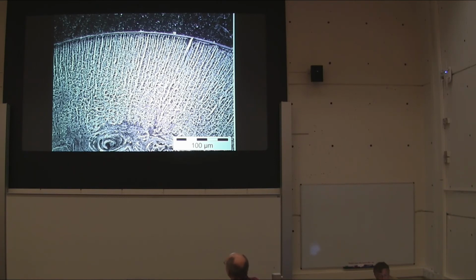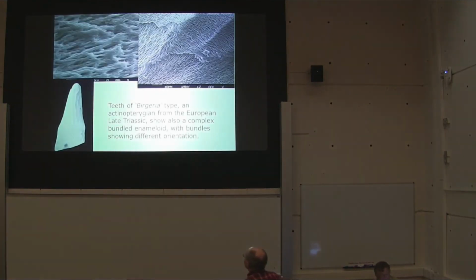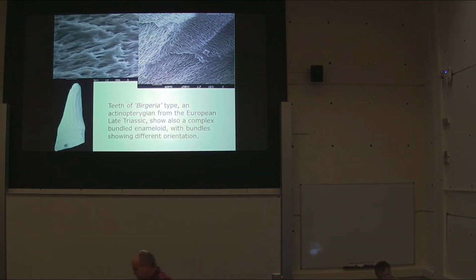So here, what you have, the so-called triple-layered enameloid, is mostly a bundled enameloid, but with a very complex structure. Next one, please. And then things are getting very interesting because we knew that you can find some bundled enameloid in some actinopterygian fish. Werner Ernst Reif in 1974 already demonstrated that with some Characidae.